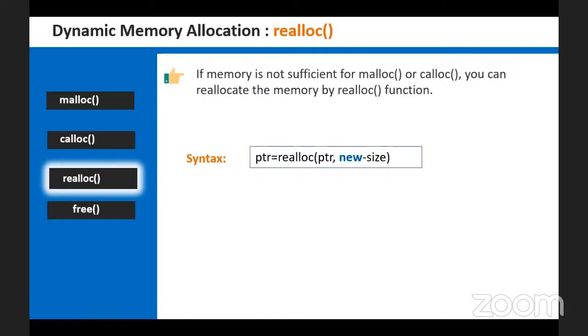And then with that ptr, you can specify realloc. To whom are you reallocating? ptr. The ptr is already pointing to a memory location which was created by malloc, okay, with the new size.